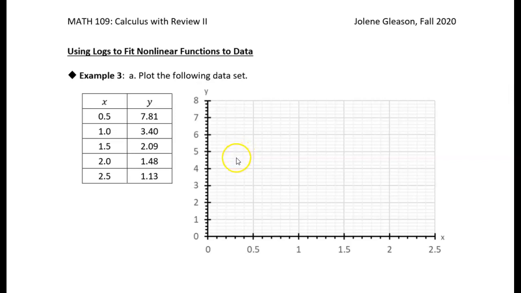All right, so in this next and final example, what I'm going to do is build up a process for how you can take nonlinear data and fit functions to it using logarithms.